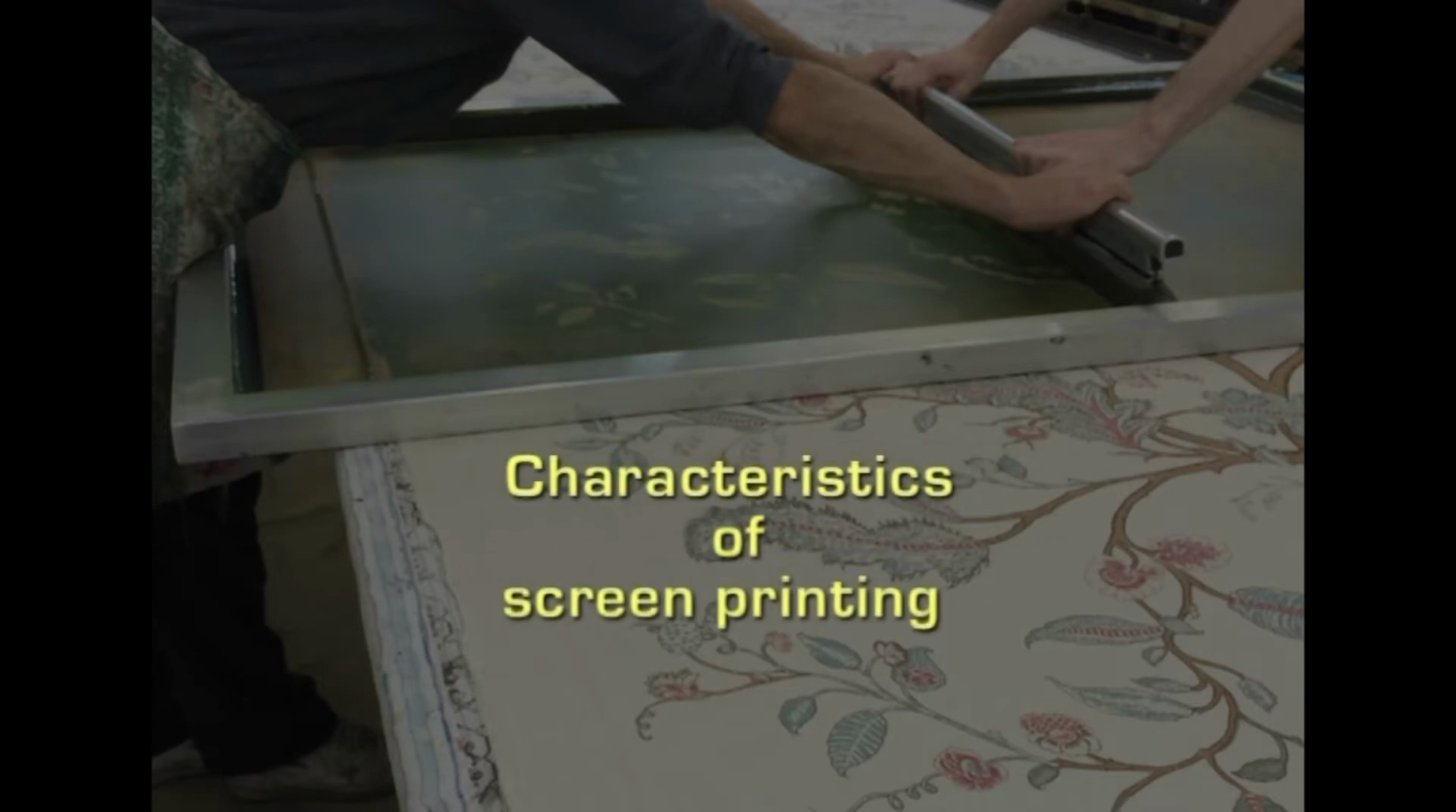All types of fabric structures including wovens, knits and non-wovens can be flatbed screen printed. Coming to the characteristics, this technique is the most common form of textile printing and it involves the application of printing paste through a fine screen placed in contact with the fabric to be printed.